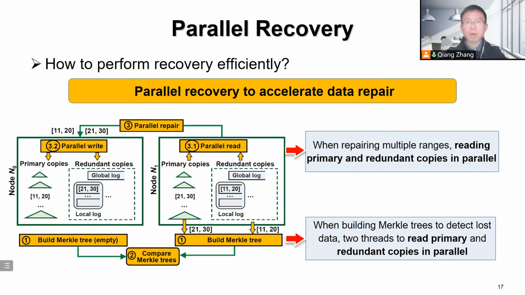The third challenge is how to perform recovery efficiently after replica decoupling. We propose a parallel recovery scheme that exploits the benefit of decoupling the primary and redundant copies in the storage layer. When building trees to detect lost data, we use two threads to read primary copies from the LSM tree and redundant copies from the two-layer log in parallel. Besides, when repairing multiple branches, we also use two threads to read primary and redundant copies in parallel from the serving nodes, then issue parallel writes for the primary and redundant copies in the failed node.